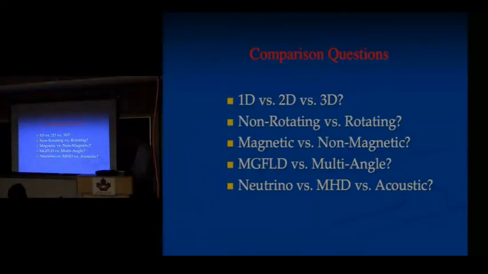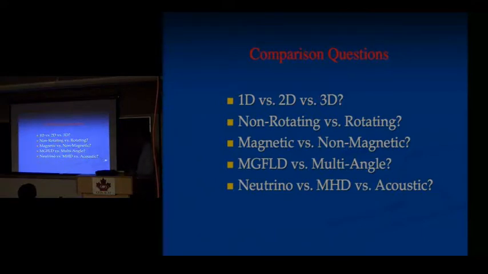Okay. So some of the comparison questions that I'm going to try to address in this talk are, what's the difference between 1D, 2D, and 3D? What's the difference between rotating and non-rotating? What's the difference between including magnetic fields of note and not including them? What's the difference between doing a full multi-angle Boltzmann solution and doing so-called multi-group flux-limited diffusion?